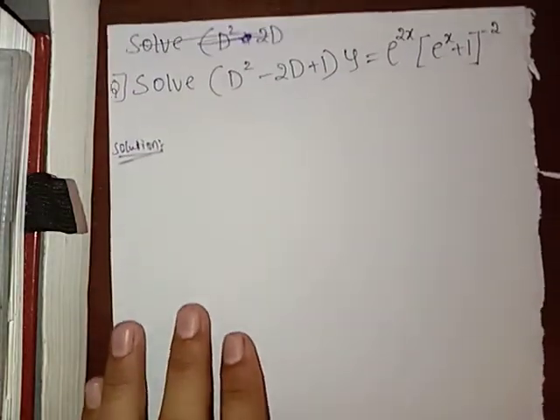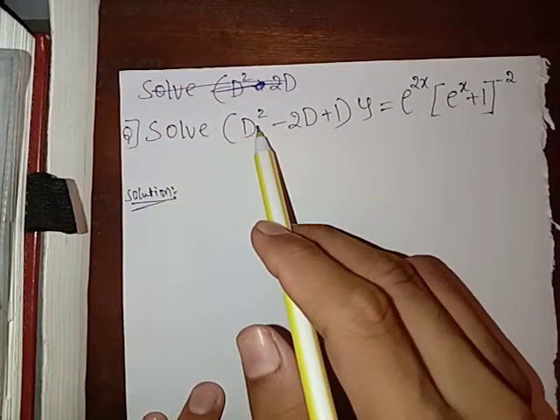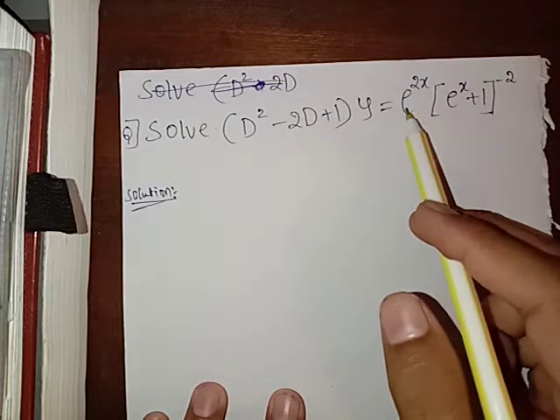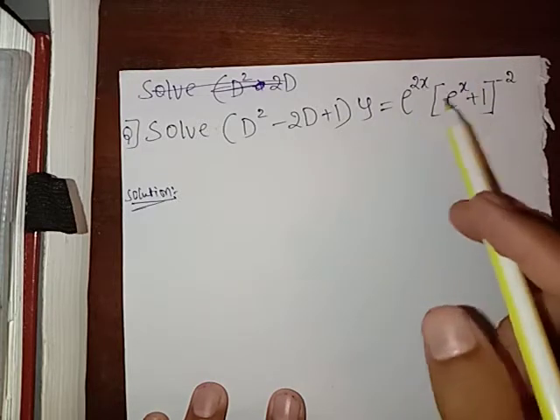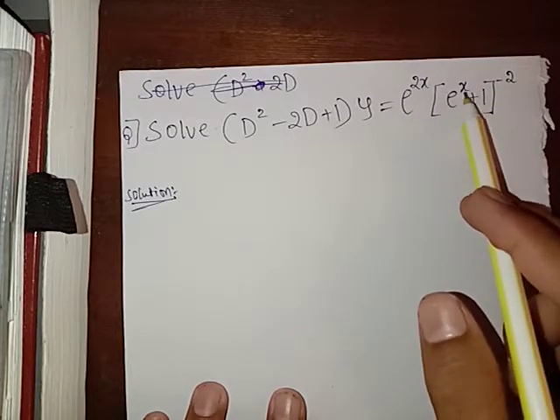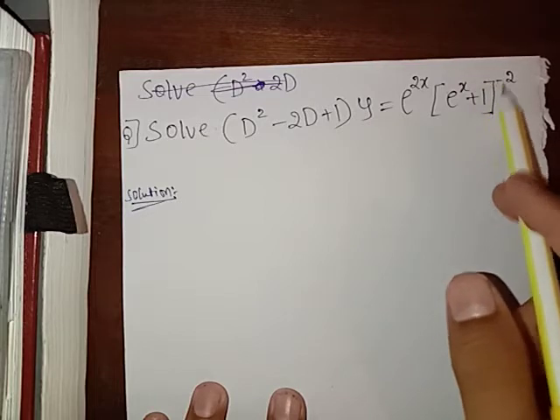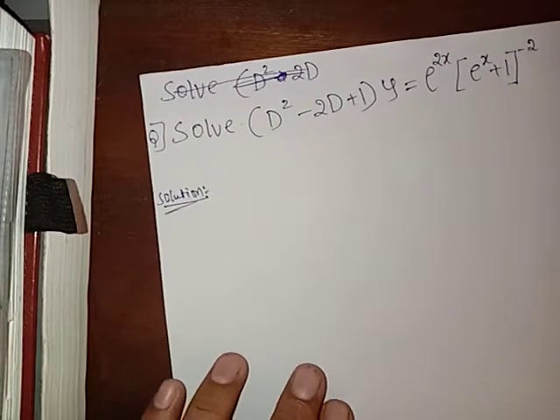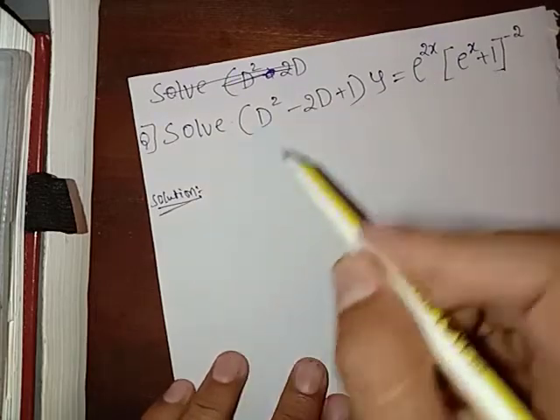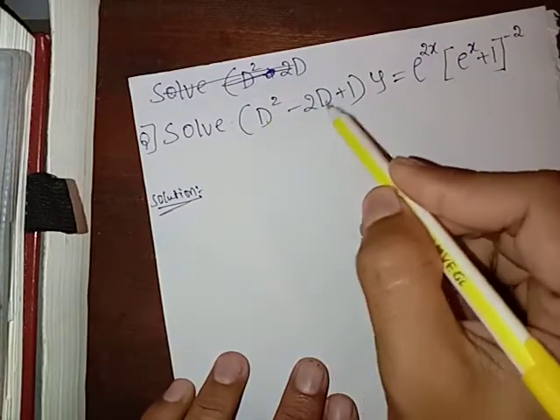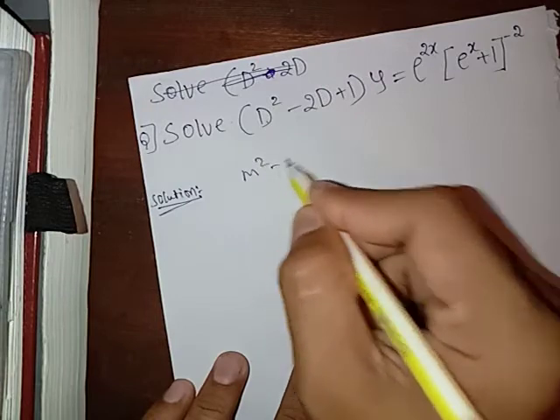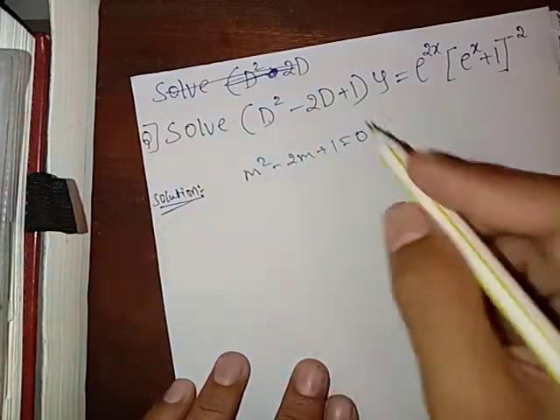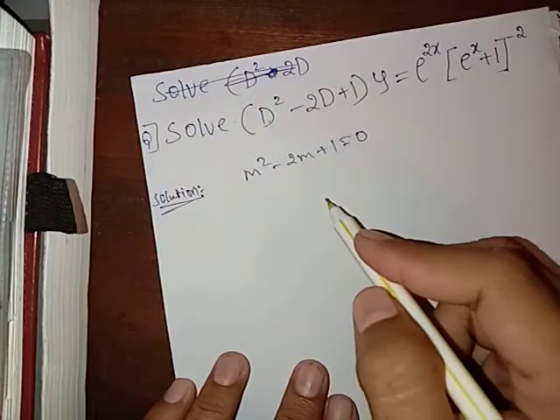Now there is one problem. Solve (D² - 2D + 1) y = e^(2x) (e^x + 1)^(-2). Now what is the auxiliary equation for this differential equation? Here D² - 2D + 1, so m² - 2m + 1 = 0 is the auxiliary equation.